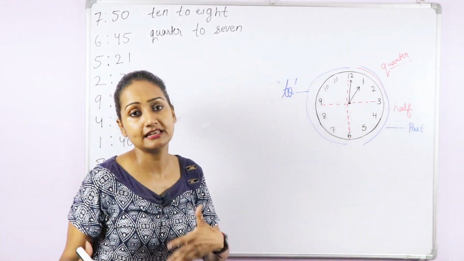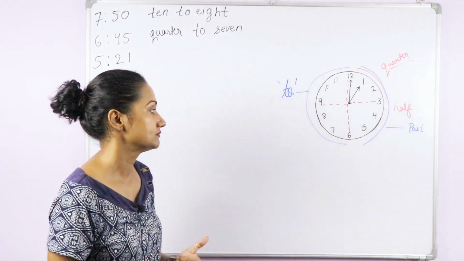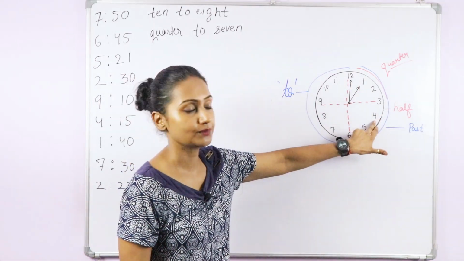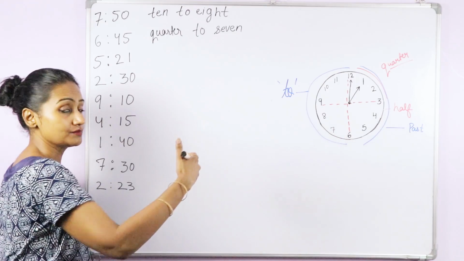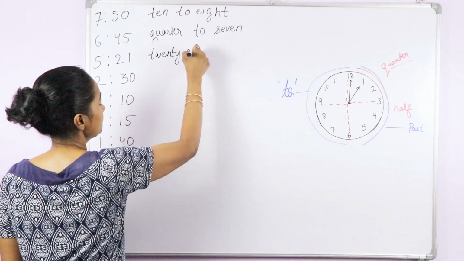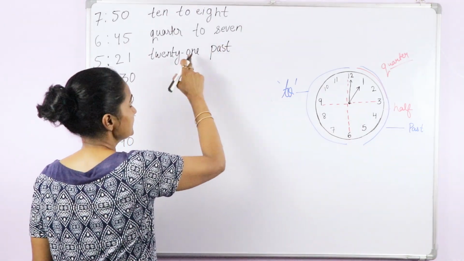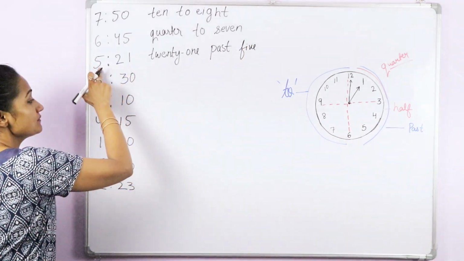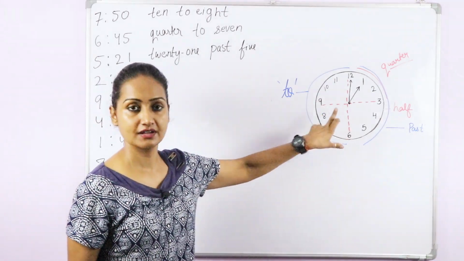Next is 5:21. So you can tell it 5:20 also if you want to round off, but if you want to be specific, you can tell the specific time as well. So 21, the minute hand will come somewhere here. Okay, so that means we will use 'past'. So first comes the minutes, 21, and then past, and then the hour. 21 past, the hour is 5. Okay, so we will use the same hour.